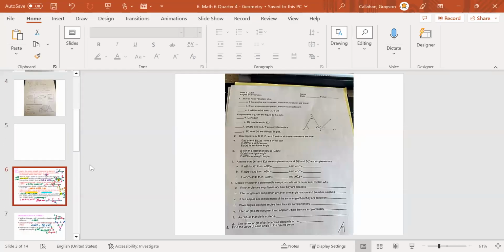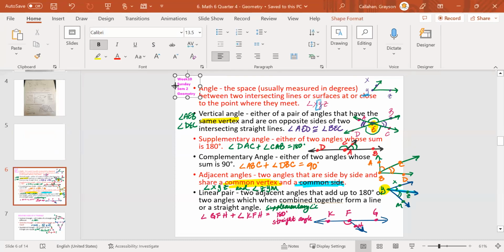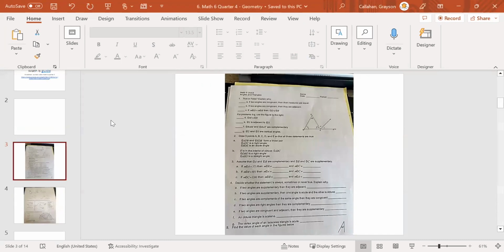Okay, so this is going to be for week 11, Monday, and it is going to be on geometry.